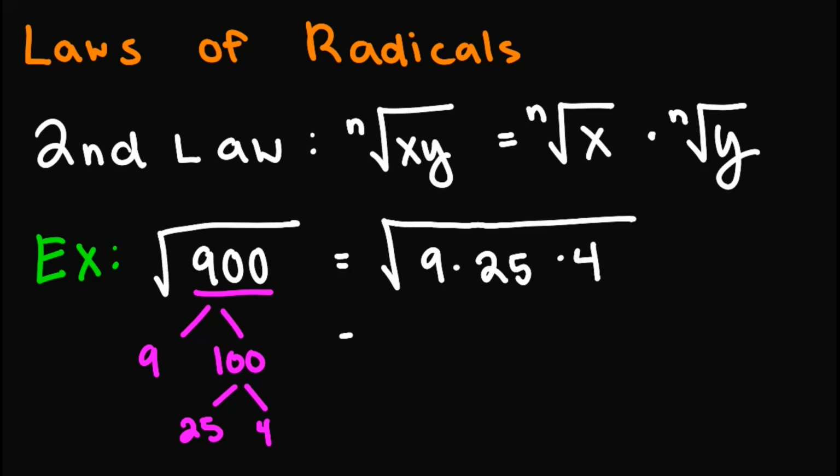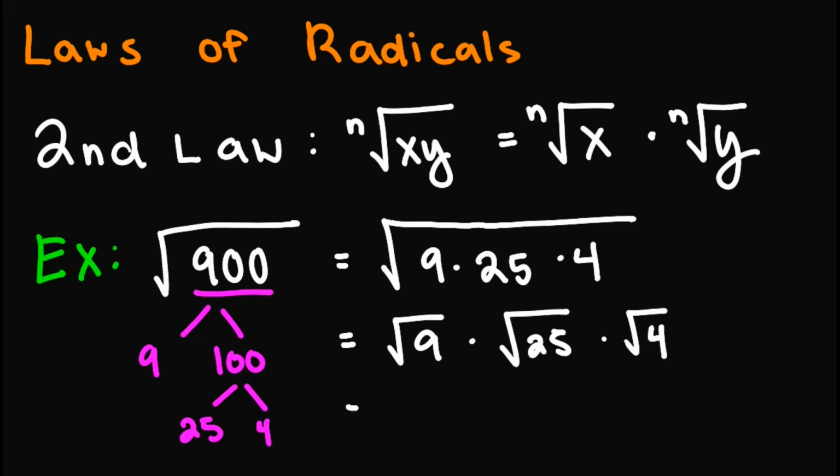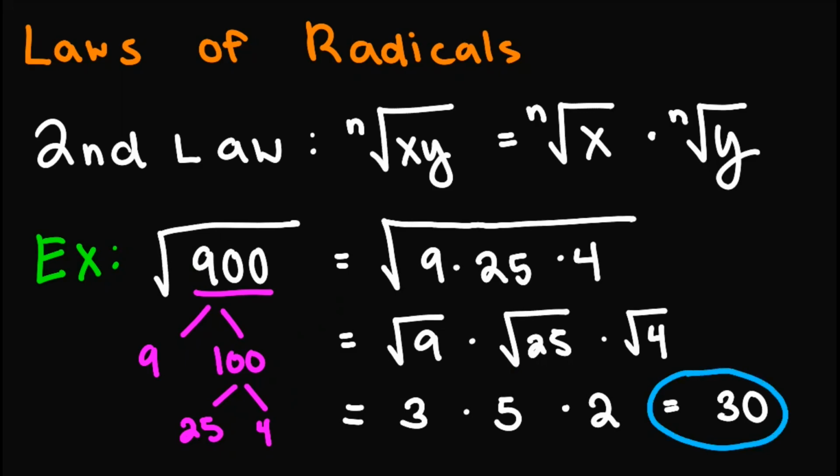By the second law, we know that this one is equal to square root of 9 times square root of 25 times square root of 4. Now this one is easier now, since we know that the square root of 9 is simply 3. The square root of 25 is simply 5. And the square root of 4 is simply 2. So simplifying this or multiplying them up, the outcome is 3 times 5 is 15. 15 times 2 is 30. So we have come up with the answer. So this second law is really helpful, especially in dealing with large radicands.